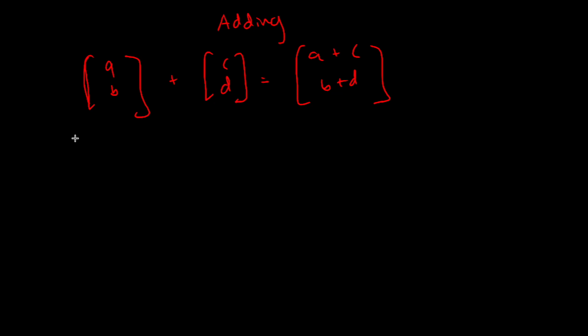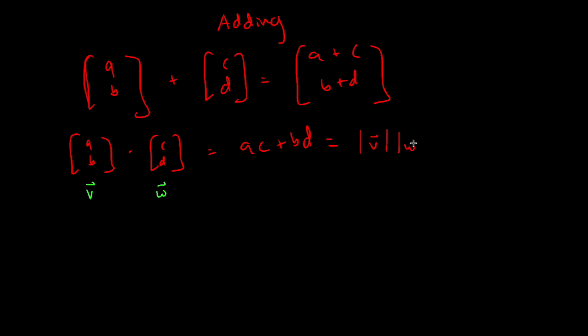Multiplying vectors, we had AB times CD, or the dot product of AB and CD. This gives us AC plus BD, or let's just call this vector V. This is vector W. This would just be the magnitude of V times the magnitude of W times the cosine of the angle in between these two vectors.